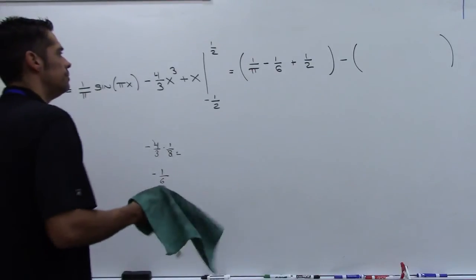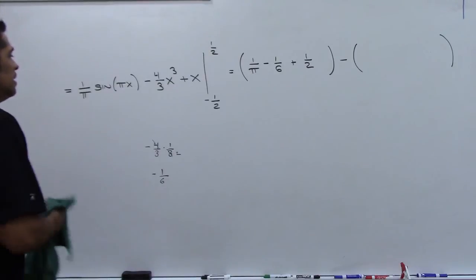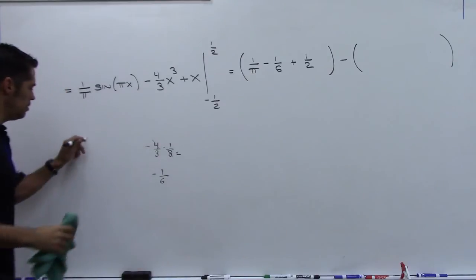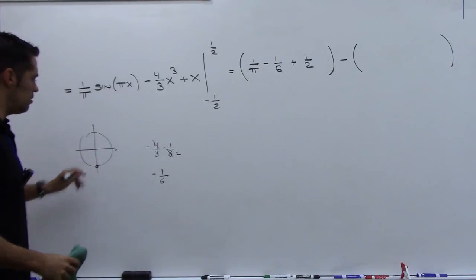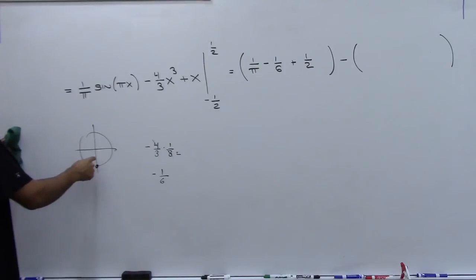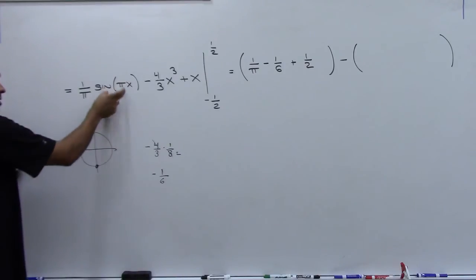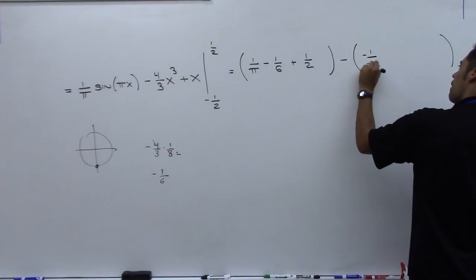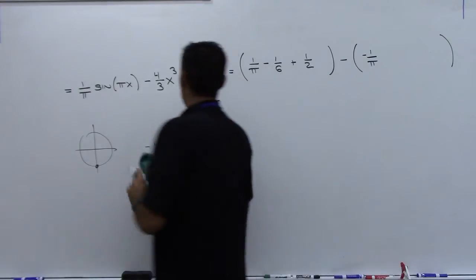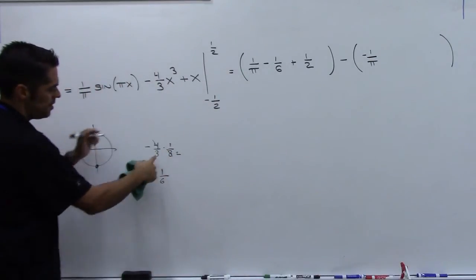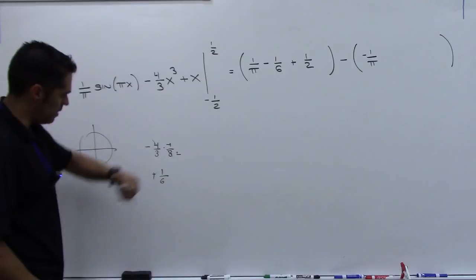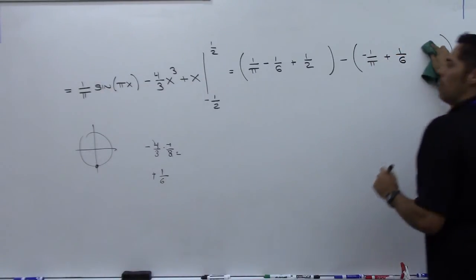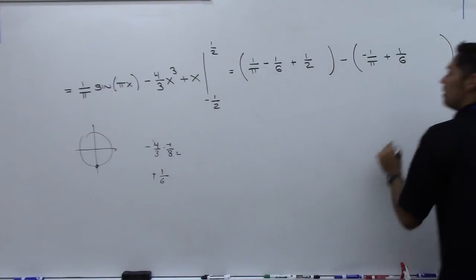All right, so now we plug in negative 1/2. If I plug that in, I get negative 1/2 times pi is negative pi over 2, which is down here on the unit circle. Sine of negative pi over 2 is negative 1. So this is negative 1 and then times 1 over pi. So I get negative 1 over pi. And then if I plug in negative 1/2 into this, it's the same thing as this, but it's negative 1/8, which makes it positive 1/6. So plus 1/6. And if I plug in negative 1/2 right there, I get minus 1/2.